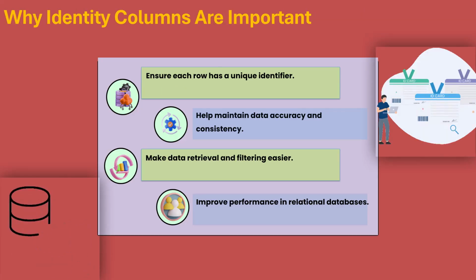Imagine a world where every seat in a stadium is numbered but randomly assigned. Chaos, right? That's why identity columns matter. They give structure, accuracy, and easy retrieval, ensuring our data doesn't get lost in the crowd. Think of them as the backstage passes of Power BI.